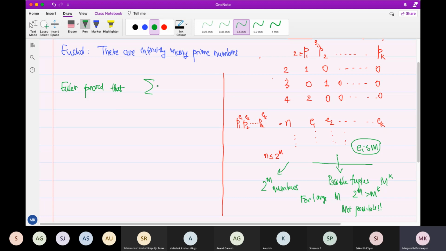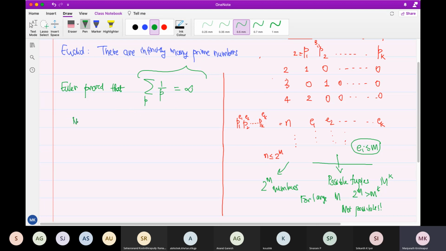So Euler proved that the summation of 1 over primes, the sum over p, is actually infinity. Whenever I write p in this entire section, p means prime, without any exception. So this is a great fact: the sum of the reciprocals of prime numbers is infinity. And that is a matter of great consequence.